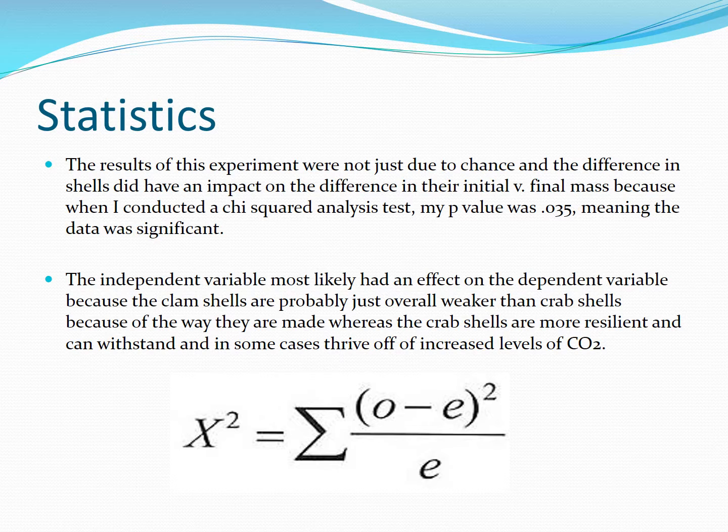So the independent variable most likely had an effect on the dependent variable because the clam shells are probably just overall weaker than the crab shells because of the way they were made, whereas the crab shells are more resilient and can withstand, in some cases thrive off of, increased levels of CO2.